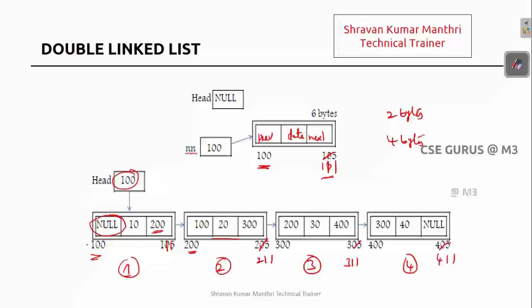So coming to this one, you can see the second node. What is the previous node with the address? 100. So that's why you have written 100 here. What is the next node address? 300, which you have written here. So this is previous, this is next.